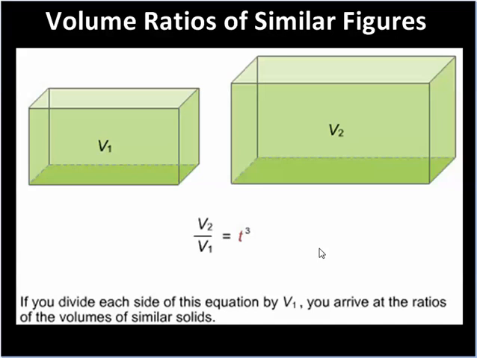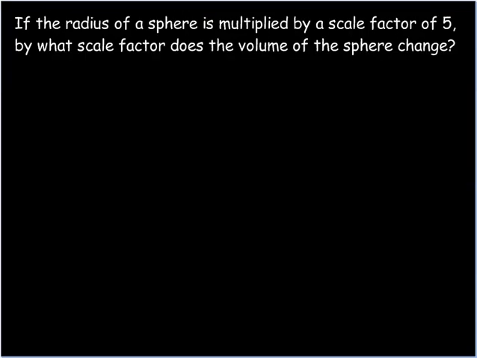We have also found that the ratio of the volumes of similar figures is equal to the cube of the scale factor. In other words, if we know the volumes, we can put them on top of each other like this, put V2 over V1, and it's going to equal the scale factor cubed. So when we find the cube root of that ratio, we know what the scale factor is. Let's go on and see what else we're going to get to do. We're going to jump right into some examples.